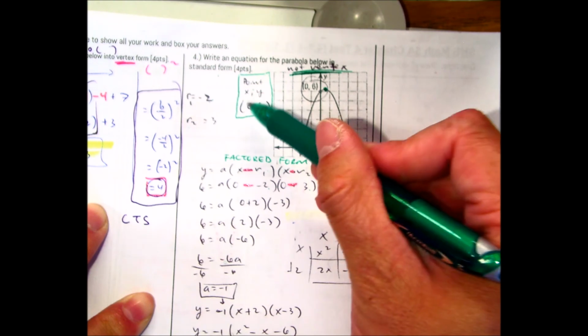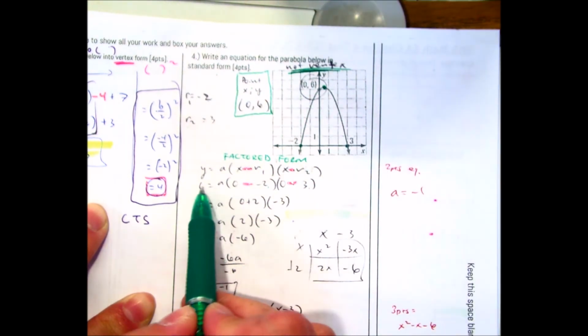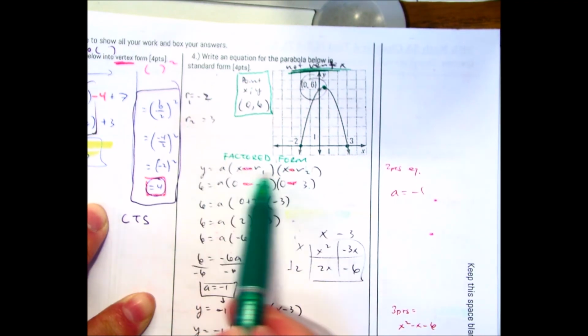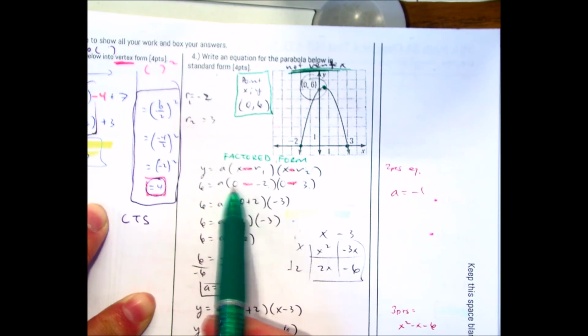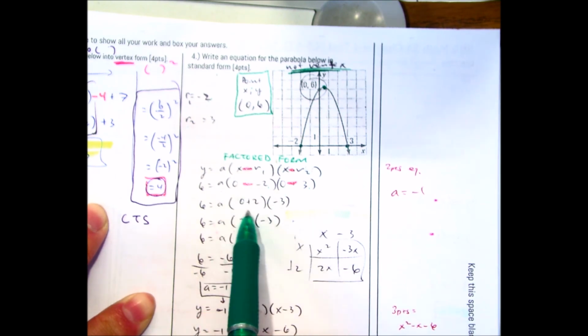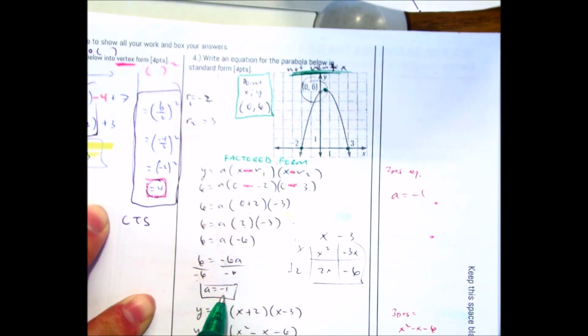Every x value, I'm going to write 0. So there are 2 x values, I'm going to write 0. And the y value is 6. And you'll notice that once I do the substitution, there's only one variable left, which is a. 0 minus the negative 2, that's a plus sign. So 0 plus 2 is 2. This does not read 2 minus 3. This is multiplication, so that becomes a negative 6. So that's a times negative 6, not a minus 6. So I'm going to divide both sides by negative 6, and I get a equals negative 1.